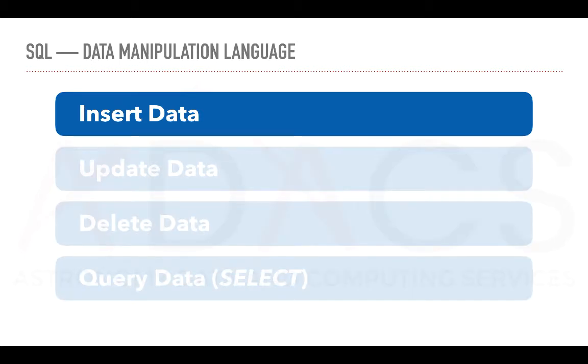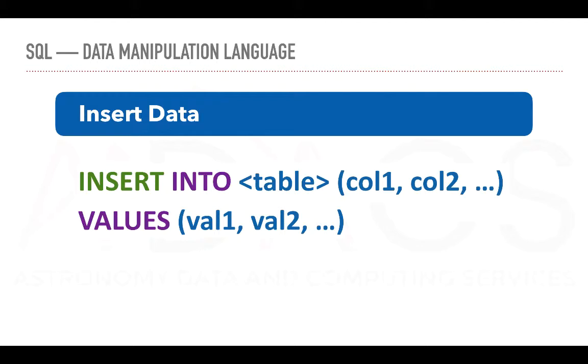First up, insert data. To insert data into a table, we simply need to write insert into with the table name, followed by the columns into which we want to insert the data. If we were inserting data into all the columns, we could forget about the column names, but in general it's good practice to write them down.